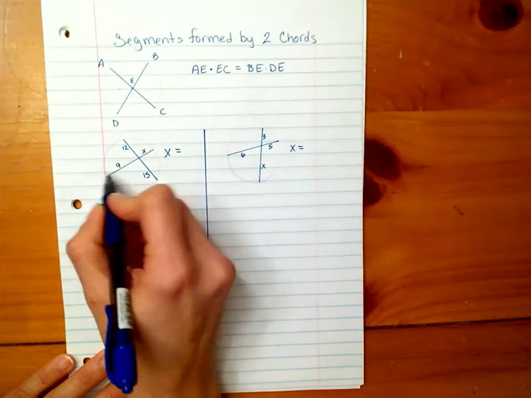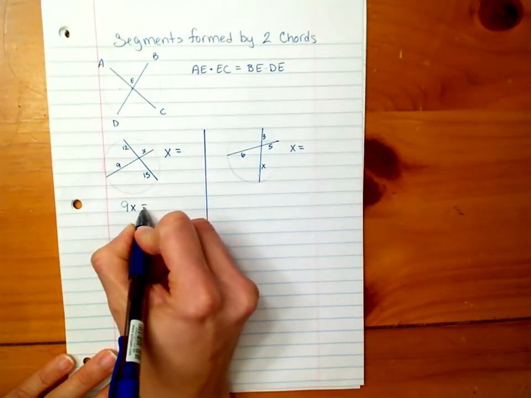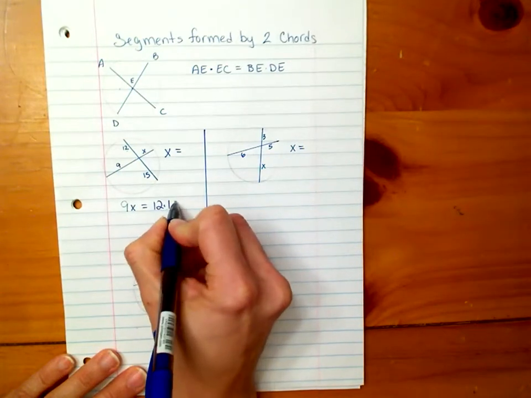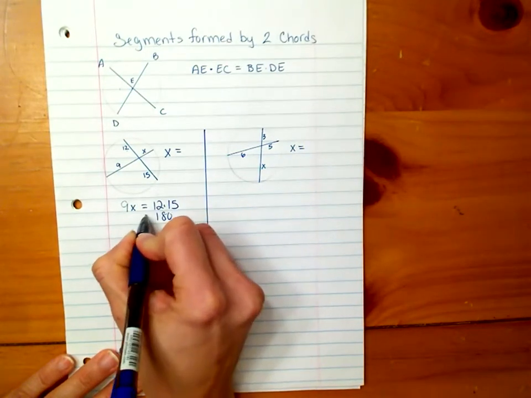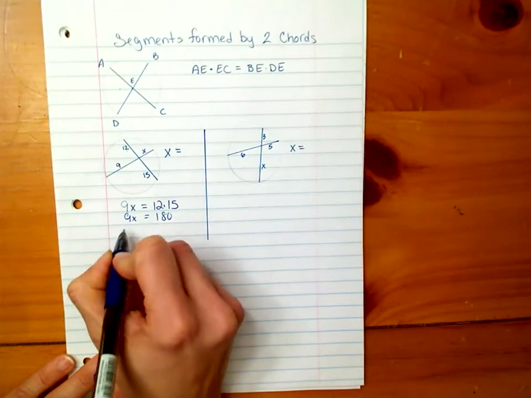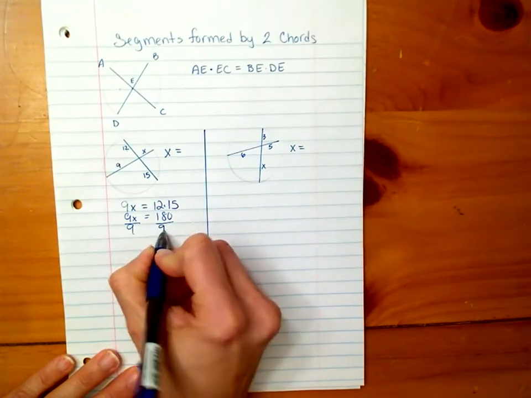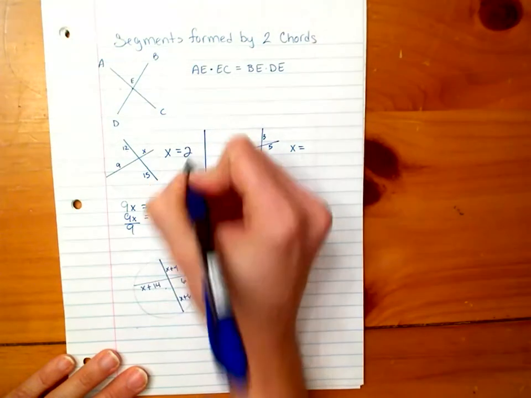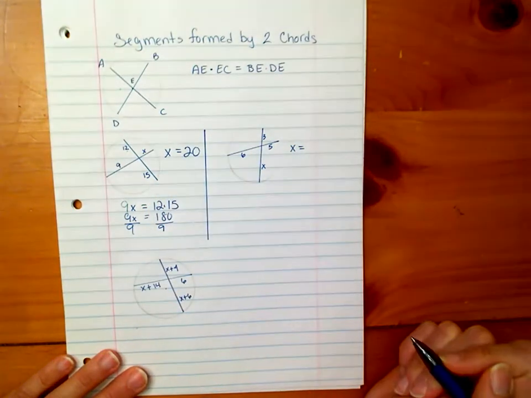We're going to take x times 9, which is 9x, and set that equal to 12 times 15. Well, 12 times 15 is 180. To get x alone, we want to divide both sides by 9. 9 goes into 18 twice, and it goes into 0 times, so x equals 20.